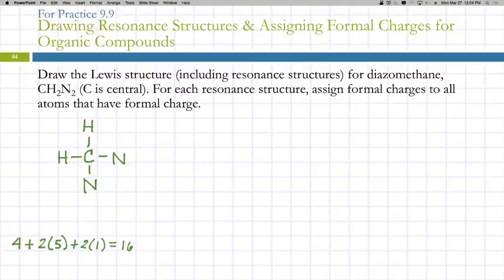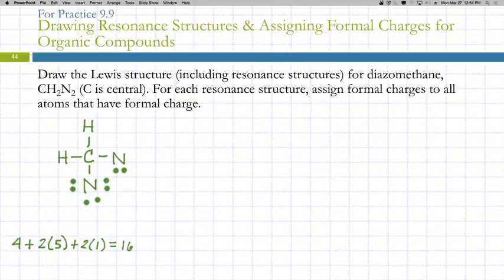So then we've got to put some electrons around. 2, 4, 6, 8, 10, 12, 14, 16. That's not going to work, is it?